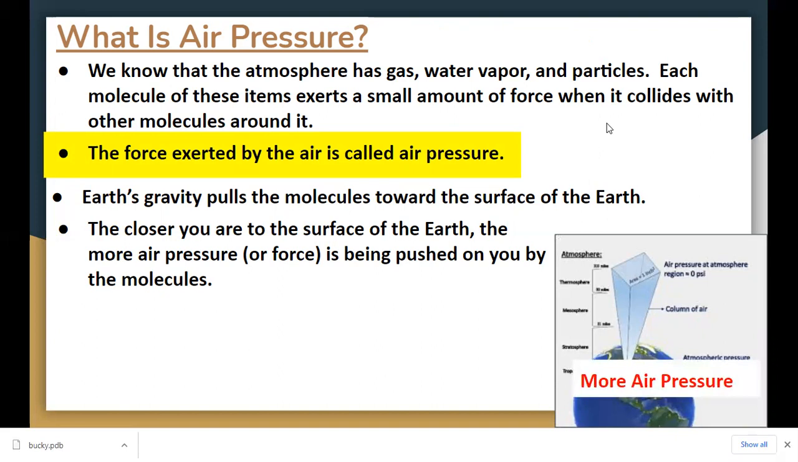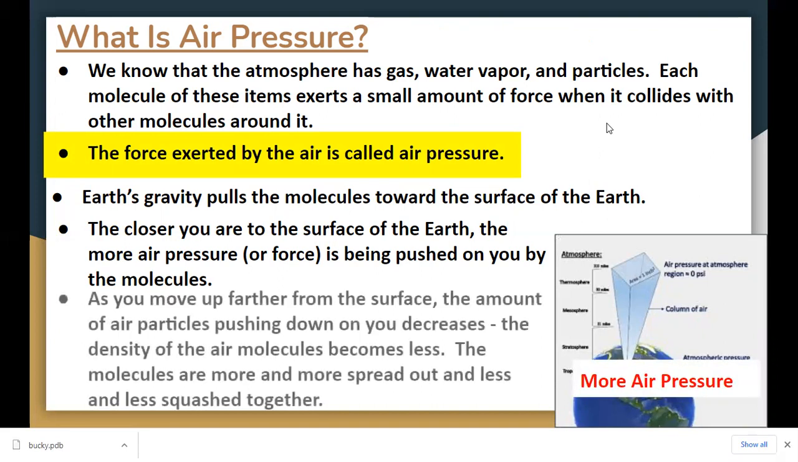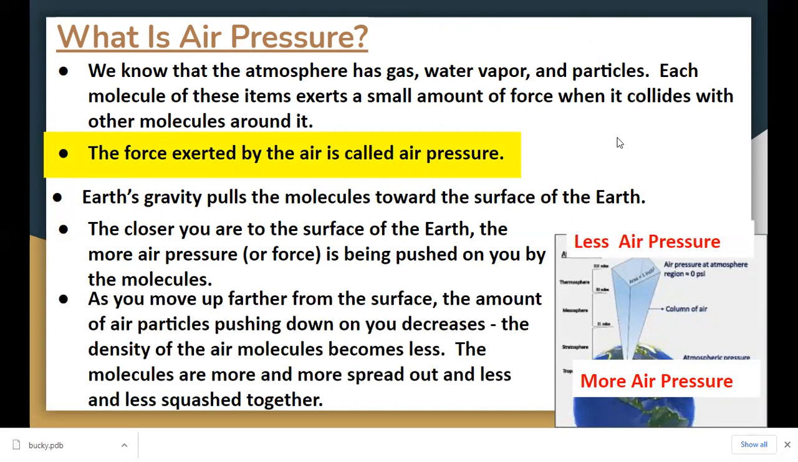So there's more air pressure near the surface of the Earth and less air pressure at the top. As you move further from the surface, the amount of air particles pushing down on you will decrease. The density of the air molecules becomes less. Density is how many air molecules there are per unit of volume. So the molecules are more and more spread out. That means less dense, right? And they're less squashed together as you go higher up on the Earth.